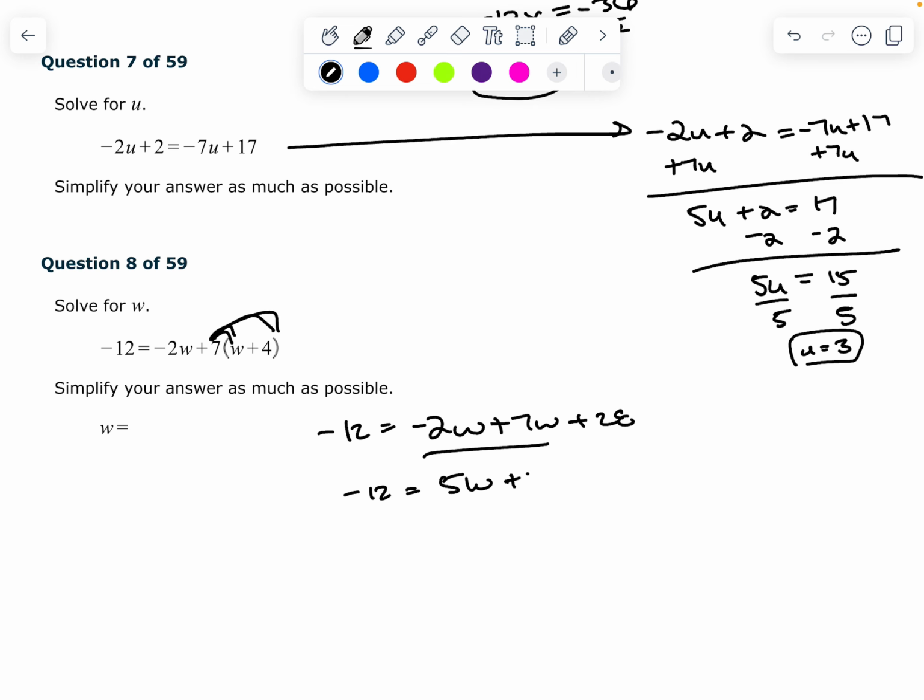Every time you make a step, you should have 1 fewer things, right? So here I had 4 items. Now I have 3 items. Let's see if we can make it 2 items fewer. Subtract 28 from both sides.